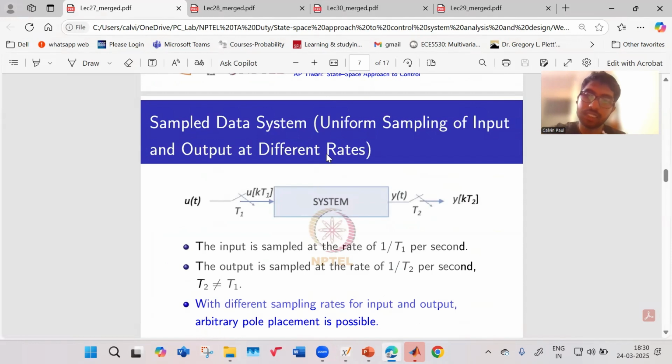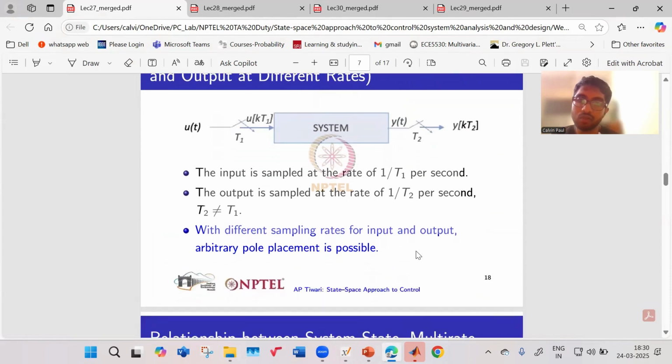Now, Sir has considered another case where my input is sampled at a rate of 1 upon T1 per second and the output is sampled at a rate of 1 upon T2 per second. So what is shown is that with different sampling rates for input and output, we can place the poles as we want. We are providing a sampled or discrete input to our continuous time system at one rate, and we are sampling the output of our system at another rate, at a rate of 1 over T2.